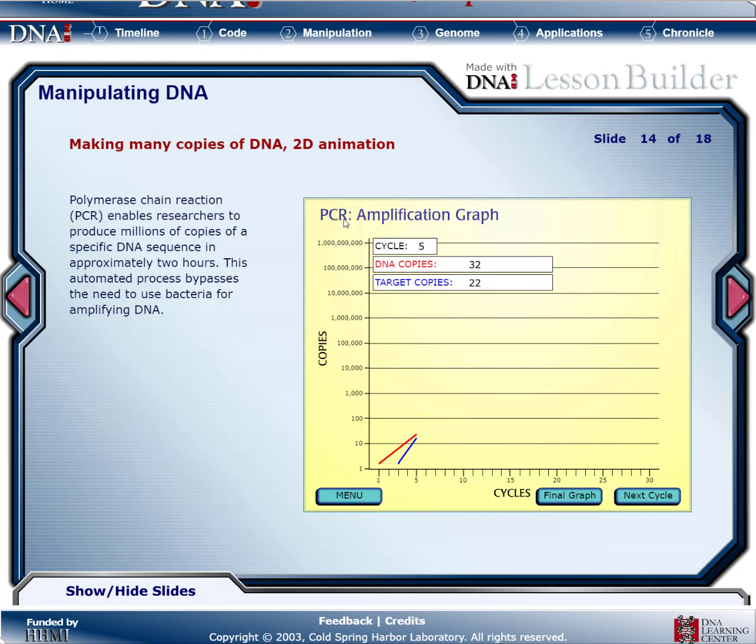So here we have a PCR amplification graph. We're on the 5th cycle, we have 32 copies of DNA in the red, and target copies in blue, we have 22. We're going to go to the next cycle, we have 64 and 52, then 128, 114.